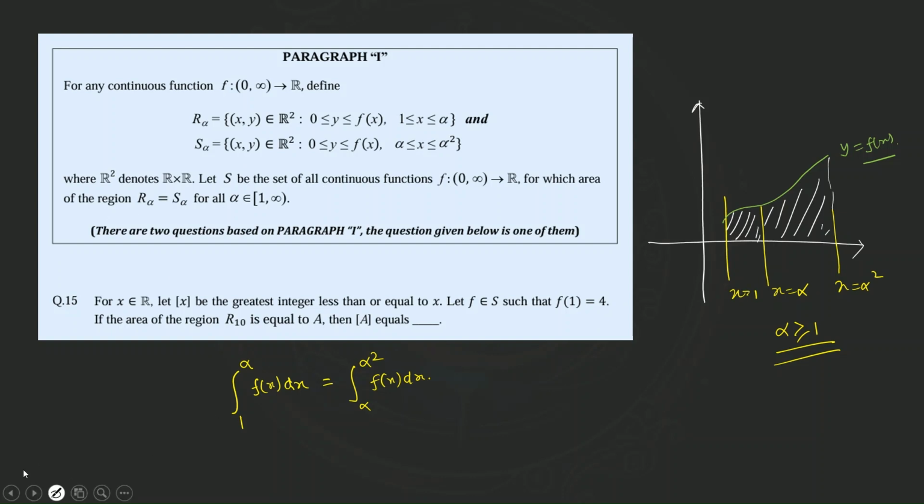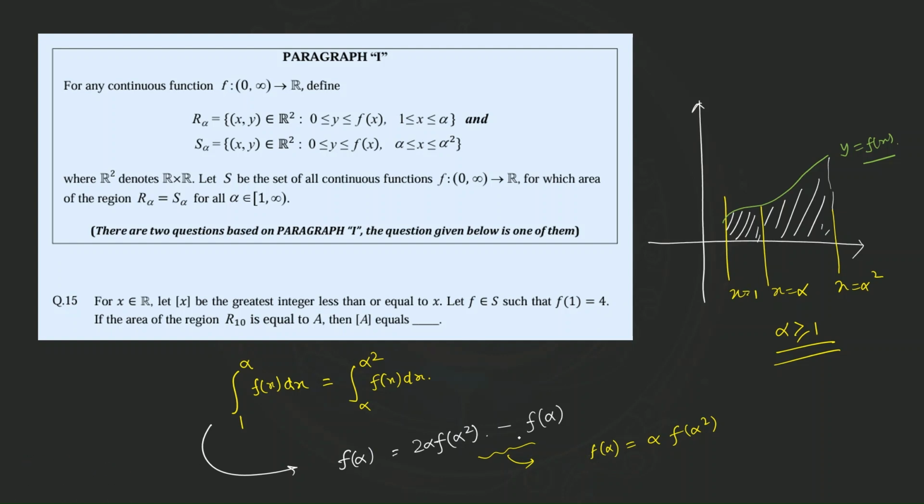So we differentiate both sides with respect to alpha. By using the Leibniz rule, the left hand side will be f of alpha, and the right side will be f of alpha square times 2 alpha, so 2 alpha f of alpha square, minus f of alpha. So from here, 2 f of alpha is equal to 2 alpha f of alpha square, so we can cancel the 2 here.